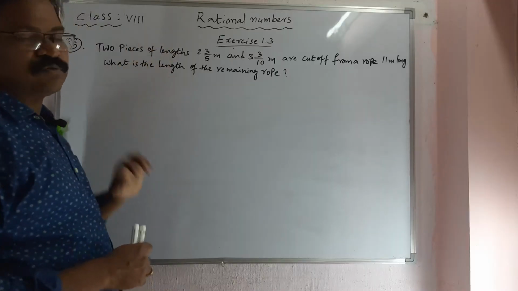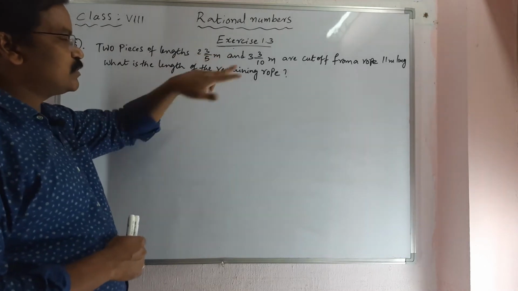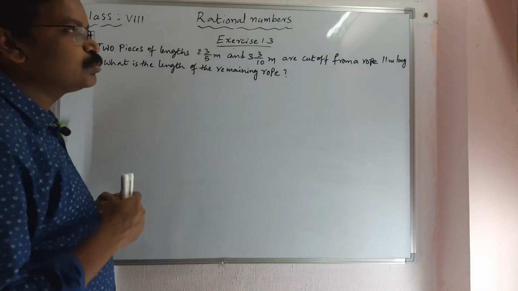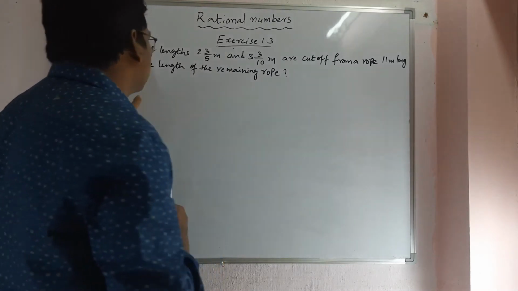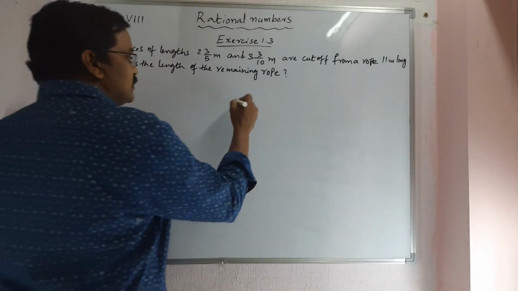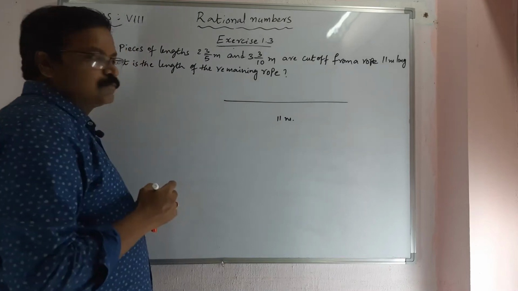Sixth sum in exercise 1.3. Two pieces of length 2 3/5 meters and 3 3/10 meters are cut off from a rope 11 meters long. What is the length of the remaining rope? Here there is a rope. The total length is 11 meters.